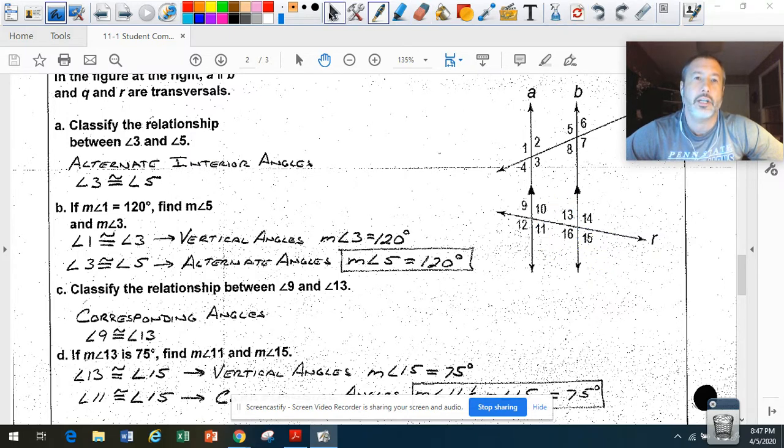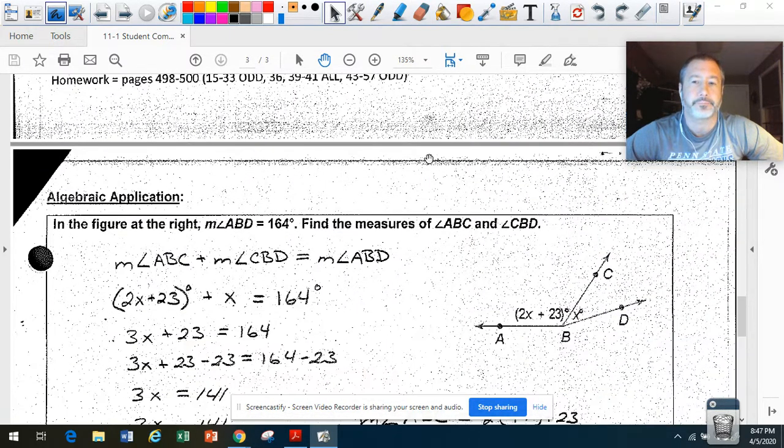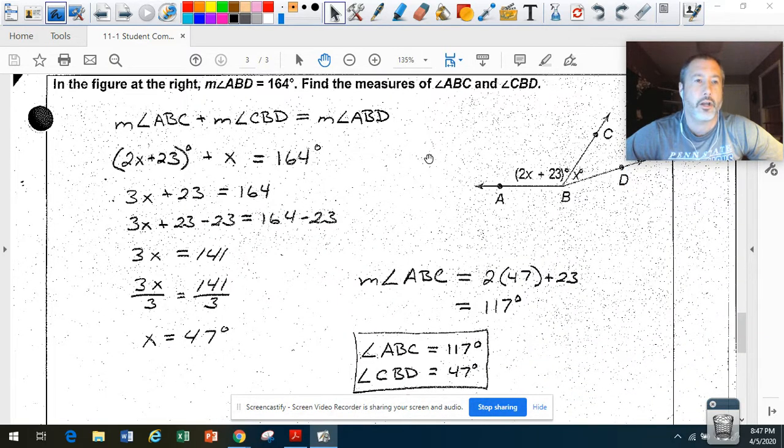Okay, let's continue on down here. Let's see what else we have. We've got some algebra now. Oh, I know you are excited about this. In the figure at the right, the measurement of angle ABD equals 164 degrees. So from this ray all the way over to ray BD, this angle is 164 degrees. They want us to figure out the measurements of angle ABC and CBD.